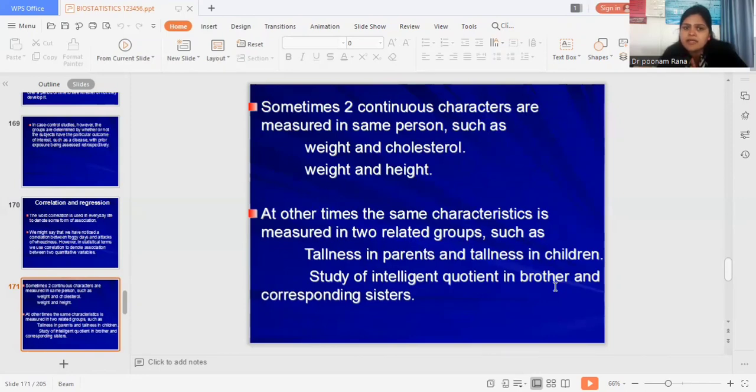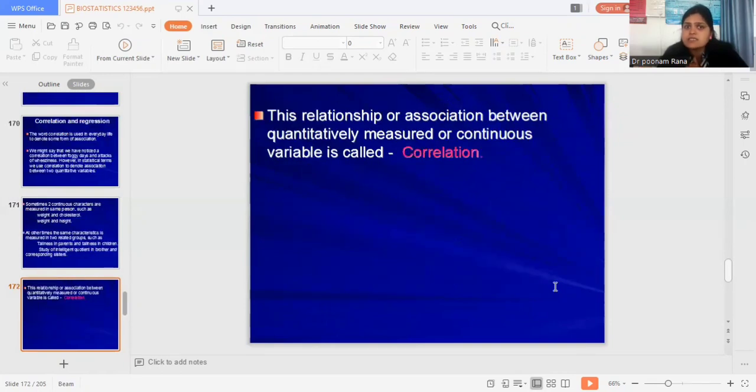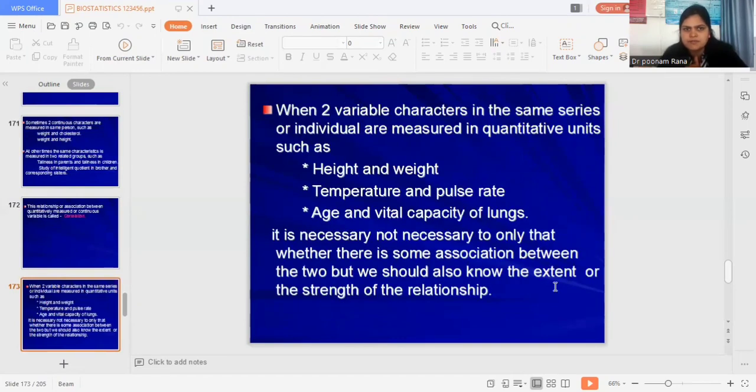At other times, the same characteristic is measured in two related groups, such as tallness in a parent and tallness in children, or study of intelligence quotient in brother and corresponding sister. So the relationship or association between quantitatively measured or continuous variables is called correlation. When two variable characteristics in the same series or individual are measured in quantitative units, such as height and weight, temperature and pulse rate, age and vital capacity of the lung, it is necessary not only to know whether there is an association between the two, but we should also know the extent or strength of the relationship.